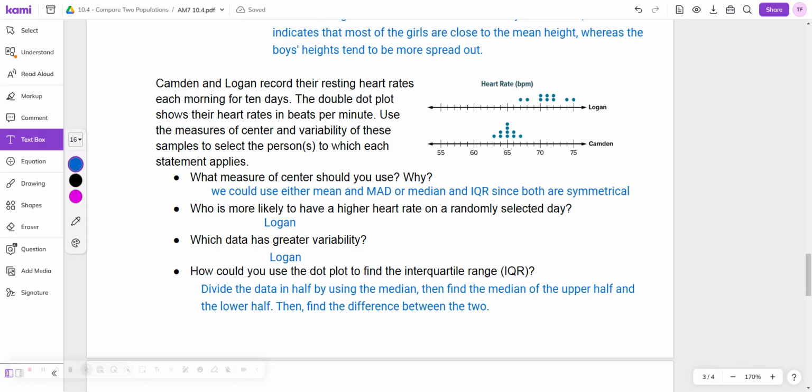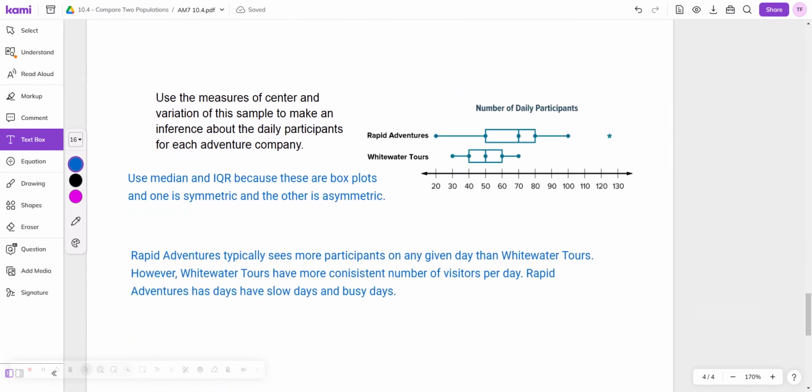All right, so use the measures of center and variation of this sample to make an inference about the daily participants for each adventure company. We have Rapid Adventures up here, and notice how they're both box plots. And then we have Whitewater Tours.